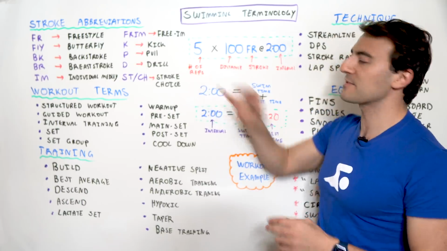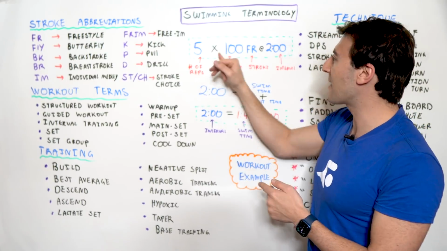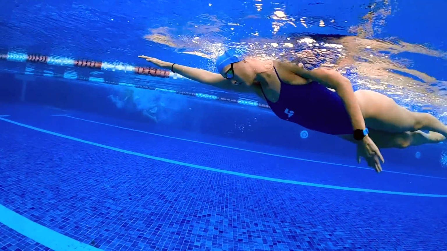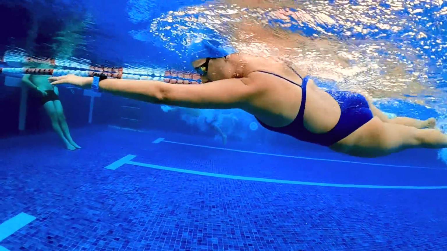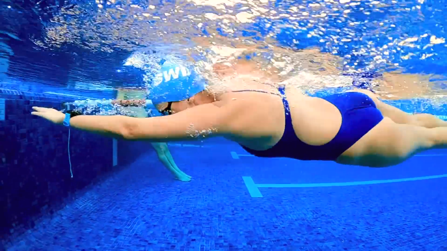So you're not gonna do 5, you're just gonna do one of them, but you're gonna build. So every 25 meters, you're gonna get a little bit faster, and you're gonna make sure that the final 10 meters are faster than the first 10 meters. So you're gonna build your speed.